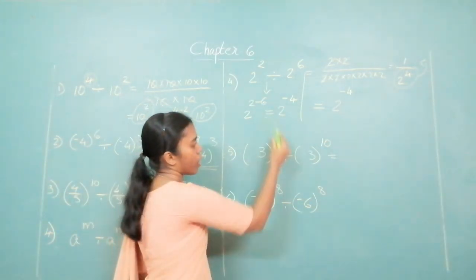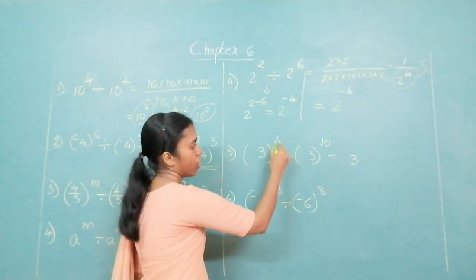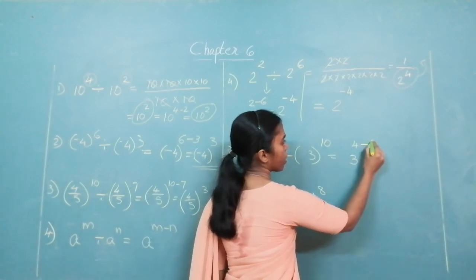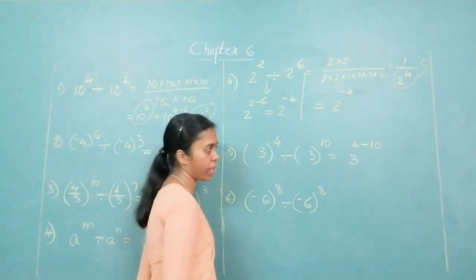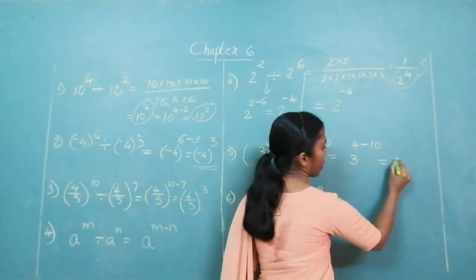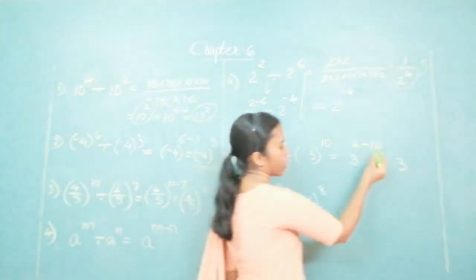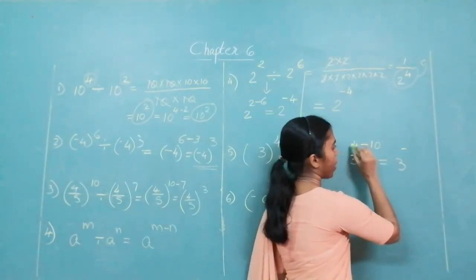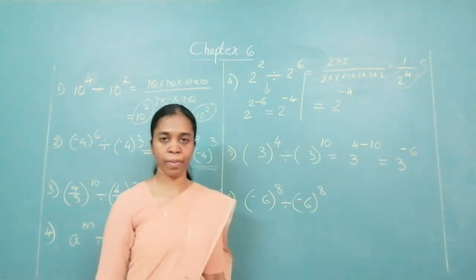What did we do over here? Base you write as it is. The first index, since it is division, first index minus the second one. That is 3 raised to 4 minus 10. What will you get? 3 raised to 4 minus 10. If the signs are different, put the sign of the greater number and subtract the number. So 3 raised to minus 6.